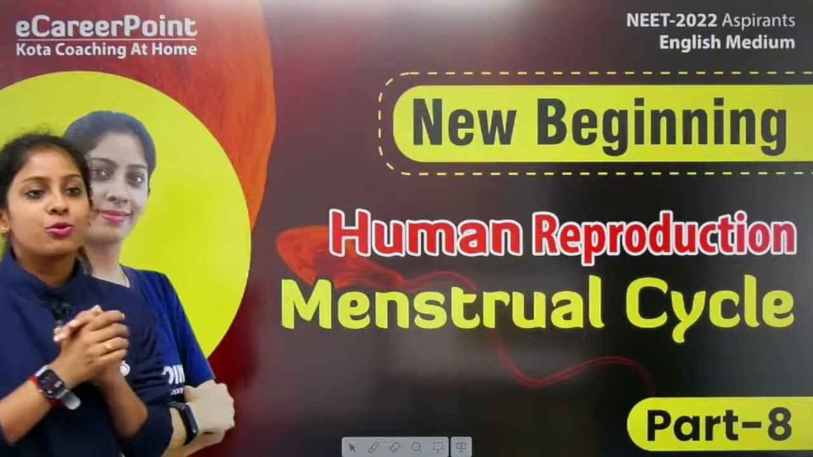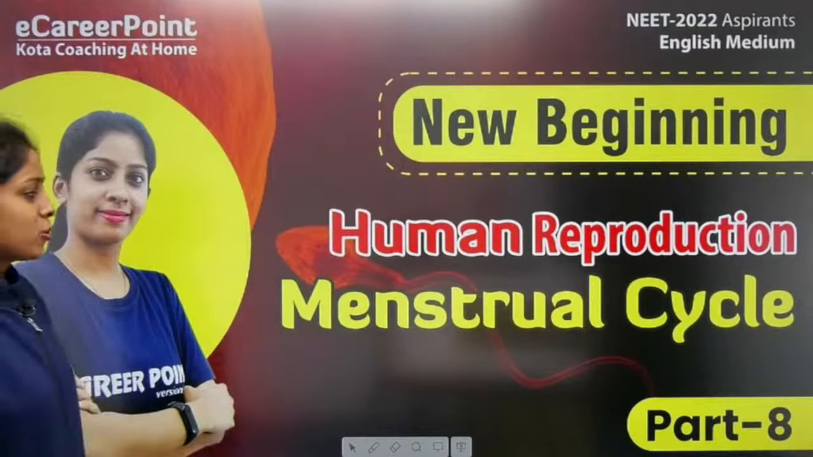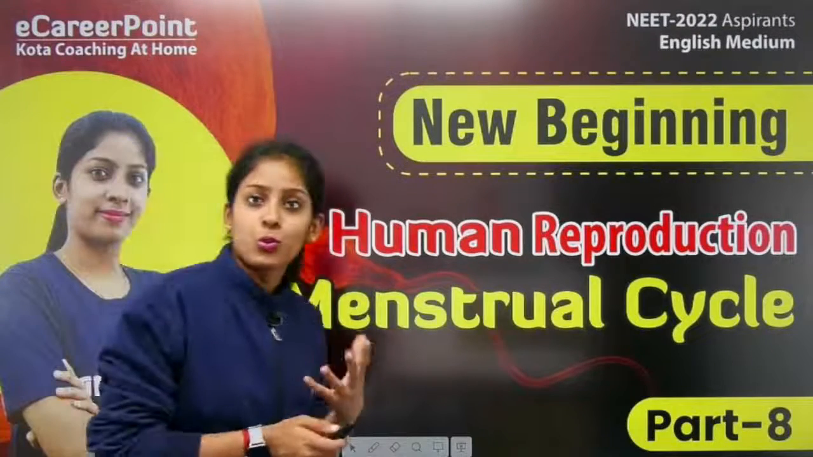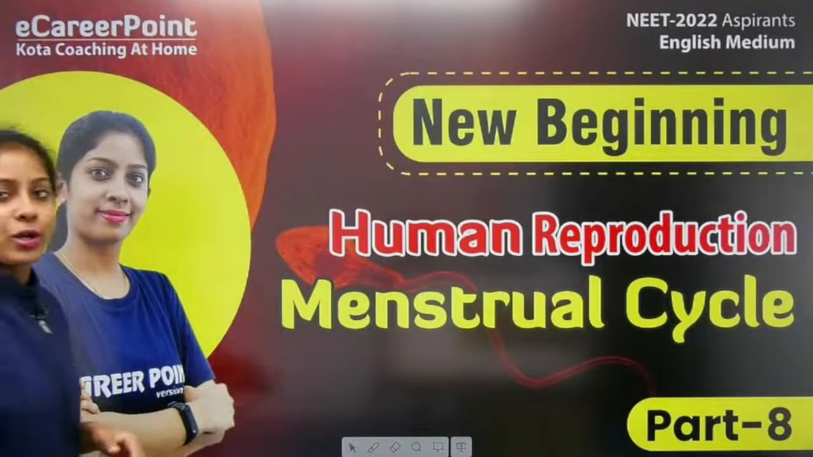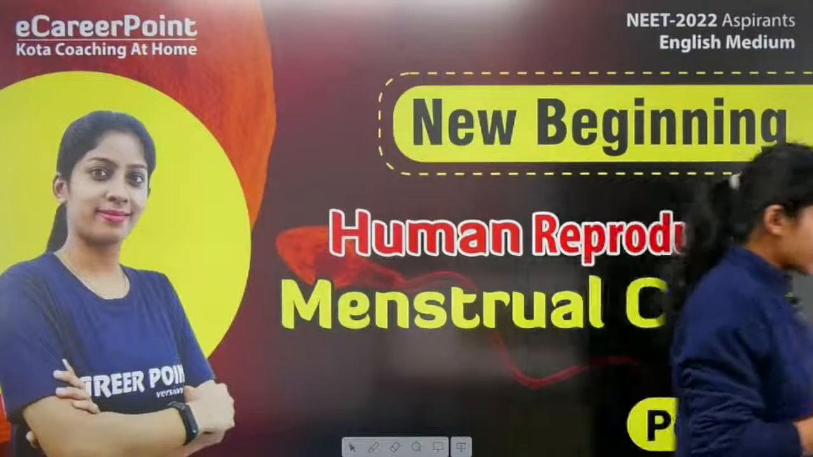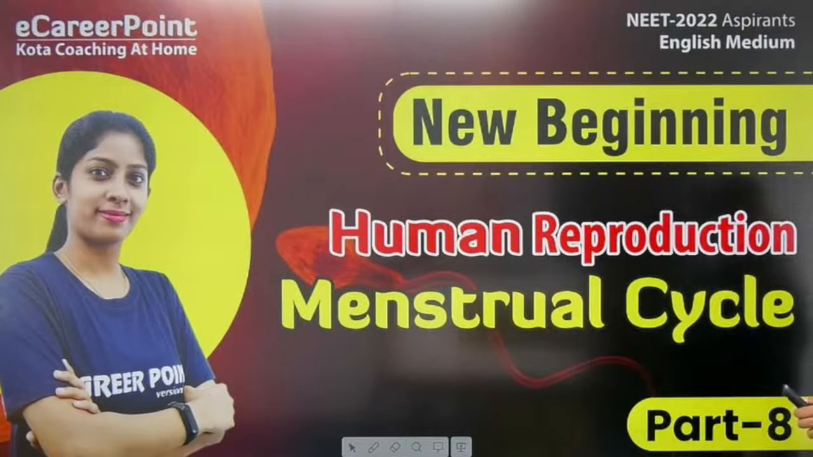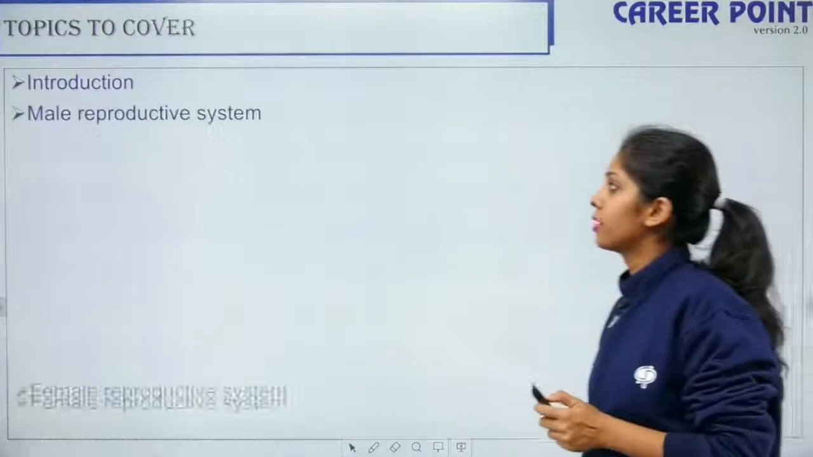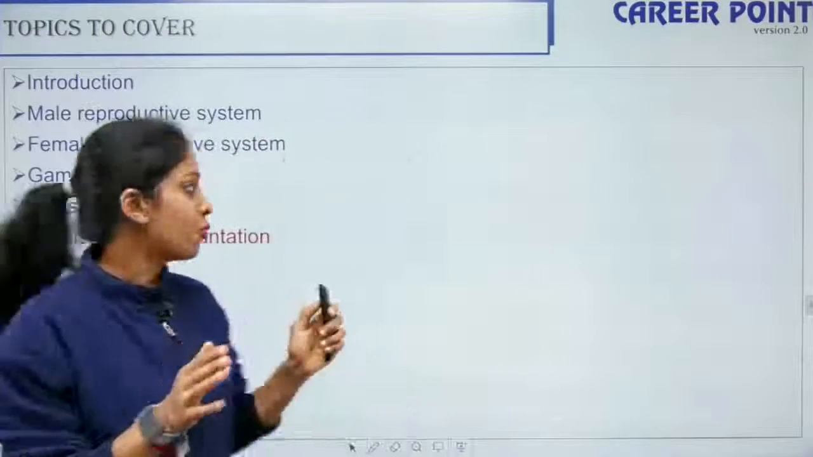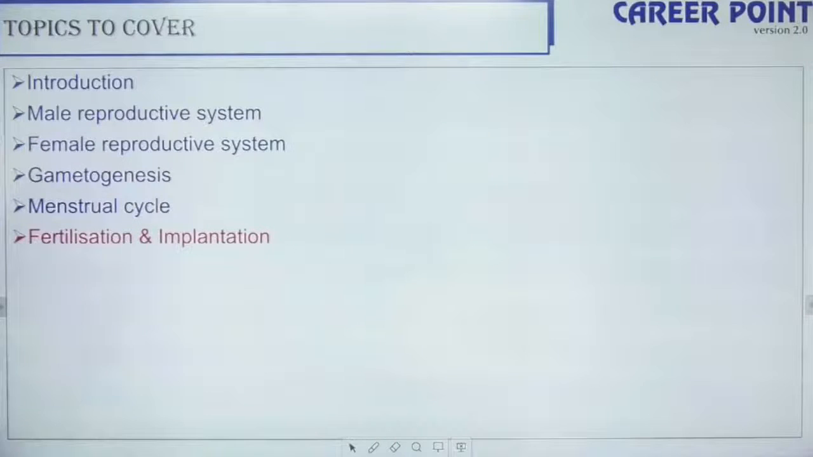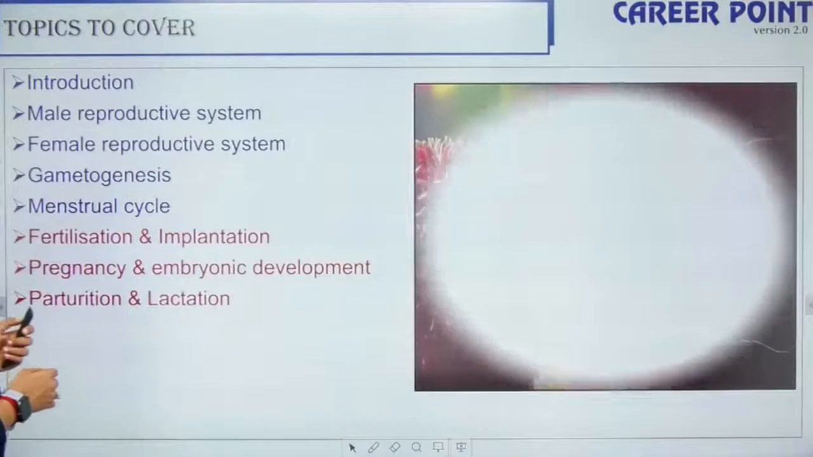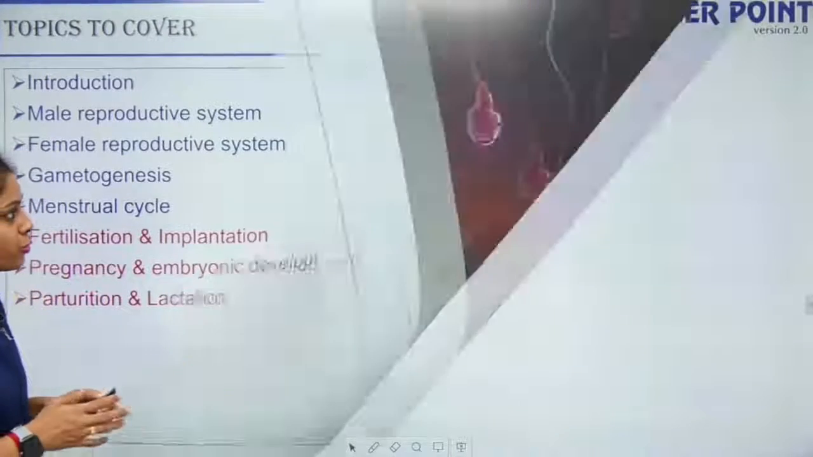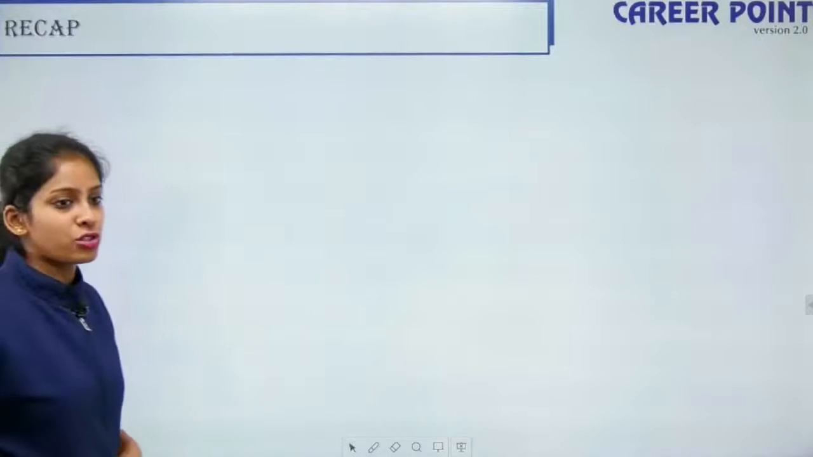Let's move forward with the menstrual cycle. Before that I'll give you a quick recap of oogenesis, so that you're in touch with what we did in the last lecture. We are done till the process of gametogenesis. Today let's talk about the menstrual cycle, but first a quick recap of the process of oogenesis.